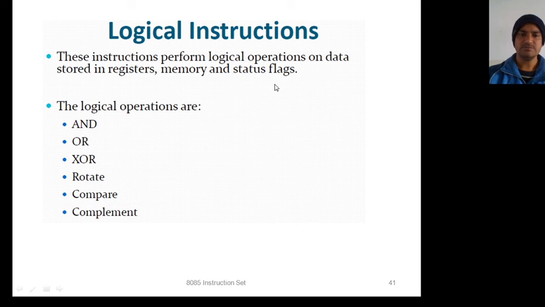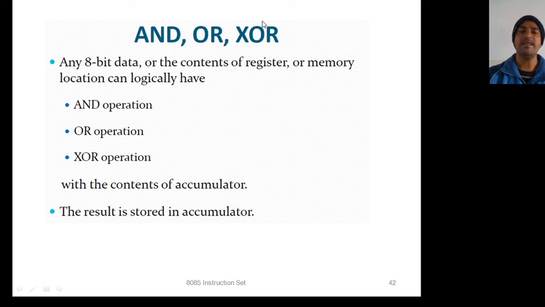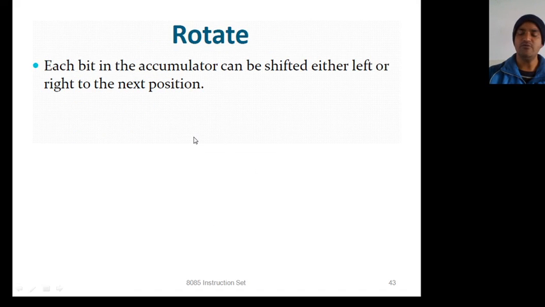First, AND, OR, and XOR. You know the AND operation: if both are high, output will be high, otherwise low. OR operation: if any one input is high, output will be high. In the XOR operation, if both are the same, output is 0. If both are different, output is 1. The result must be in the accumulator. We will see them one by one.